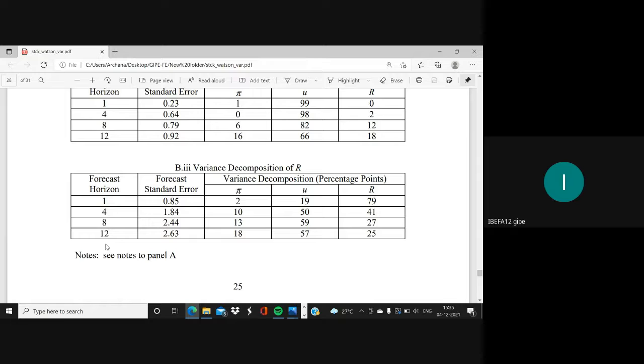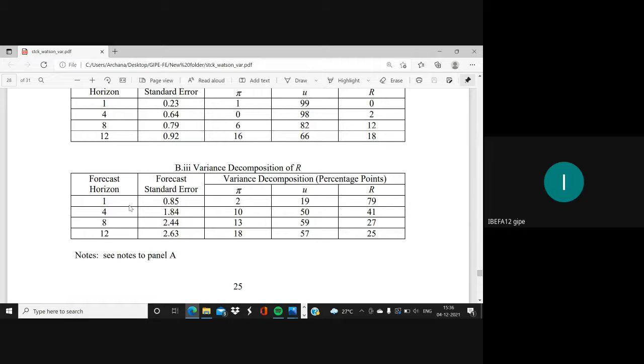Then if I forecast the interest rate 12 quarters ahead, then 25% of the forecast error variance of the interest rate is explained by its own shocks. Then 57% of the forecast error variance is explained by shocks to the unemployment error term, and 18% is explained by shocks to the inflation error term. Okay? I hope this is clearer to you all now.